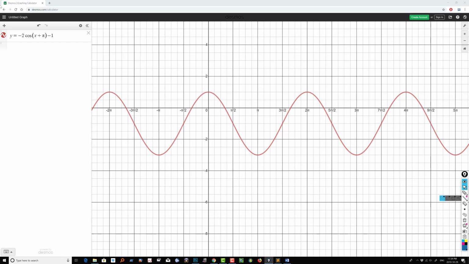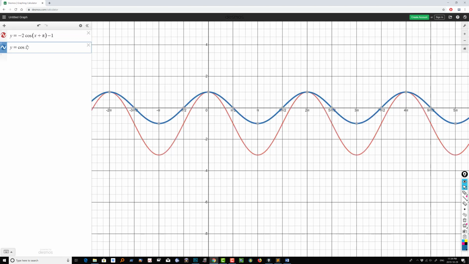Okay, let's move on to example 2 on page 240. We're trying to sketch this: y equals negative 2 cosine x plus pi, minus 1. We changed everything to radians with appropriate zoom settings. Let's focus on y equals cosine x. We know that cosine starts at 1 and it goes down to negative 1, and one full period is 2 pi.